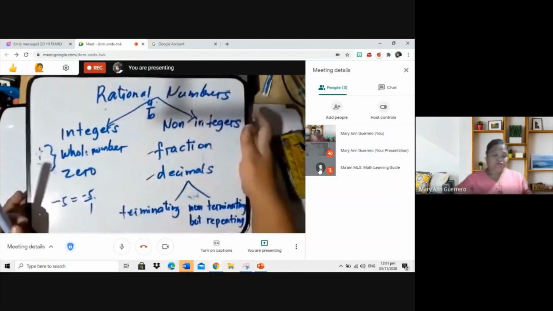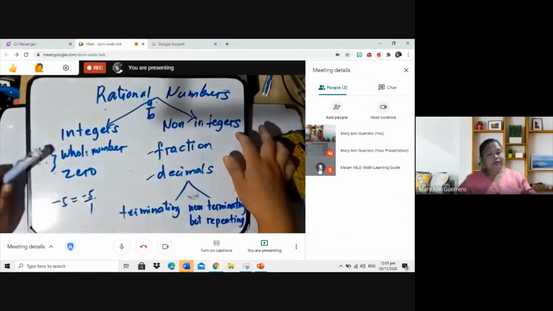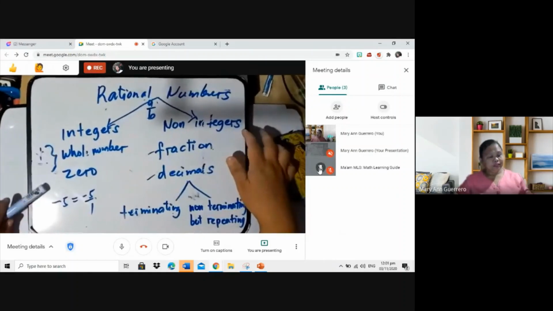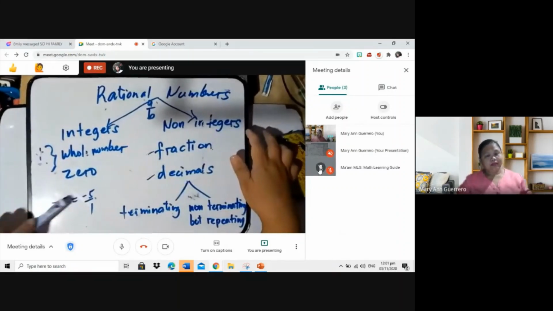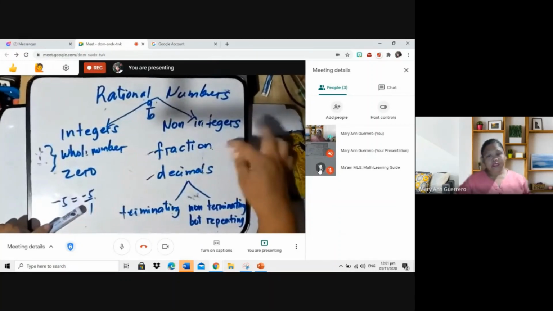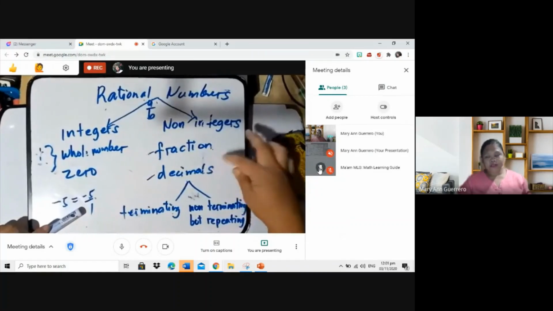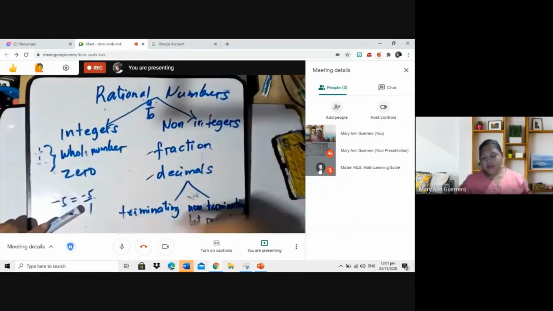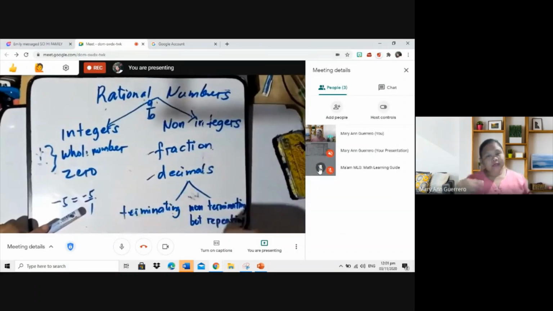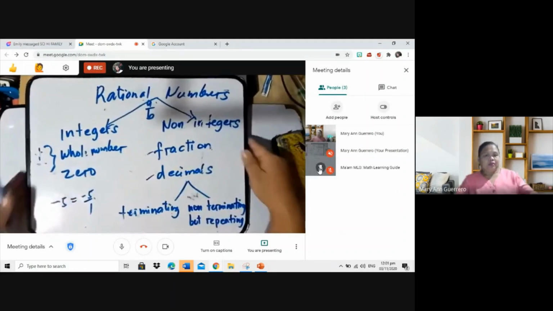Now, integers and non-integers. Okay, so integers can be expressed as fractions. For example, -5 can be written as -5/1. Non-integers, we have fractions, definitely. Decimals, not all decimals can be transformed into fractions. Only terminating and non-terminating but repeating decimals. The decimals that cannot be transformed into fractions are non-terminating and non-repeating decimals. That is called irrational numbers.